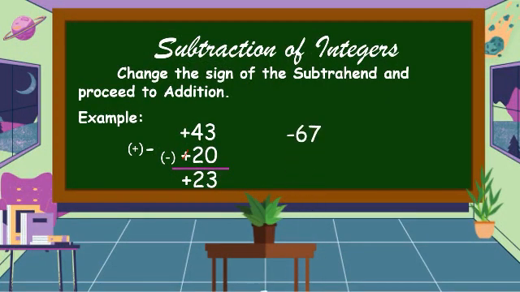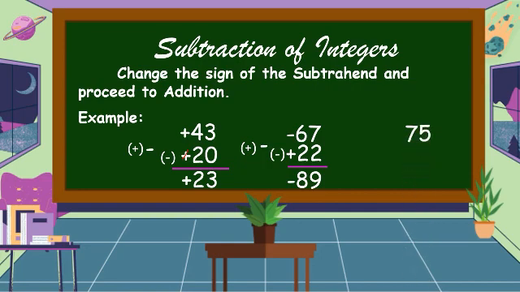Another sample. Negative 67 minus positive 22. First, we're going to change the sign of the subtrahend from positive to negative. Then we're going to proceed to addition. Our addends now are negative 67 and negative 22. Both of them are negative, so we're just going to add the numbers. 67 plus 22 is equivalent to 89. Then we're going to copy the common sign, which is negative. So the answer will be negative 89.